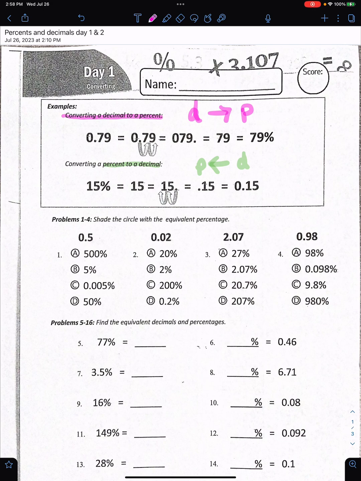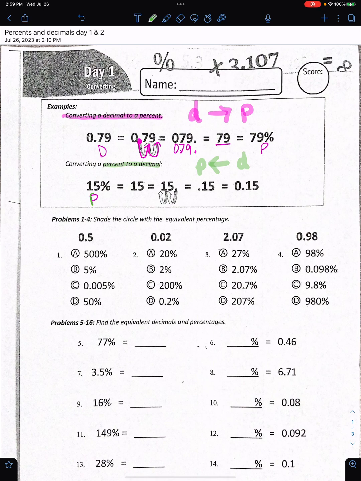So you'll notice when I'm changing from a decimal to a percent, I moved forward 2 spaces. So this decimal place went 2 places forward. So as you can tell, when I moved it 2 places forward, I rewrote it with 0.79 decimal point, but we don't need that decimal, so our answer is 79, and we stick the percent on the end.